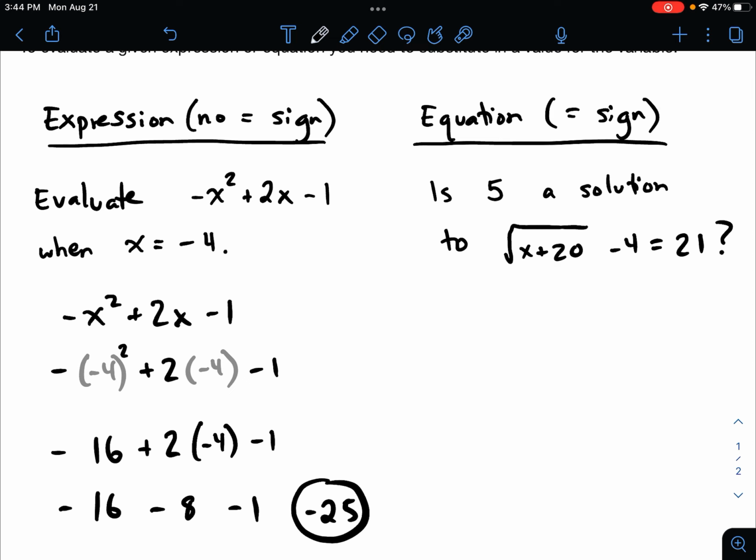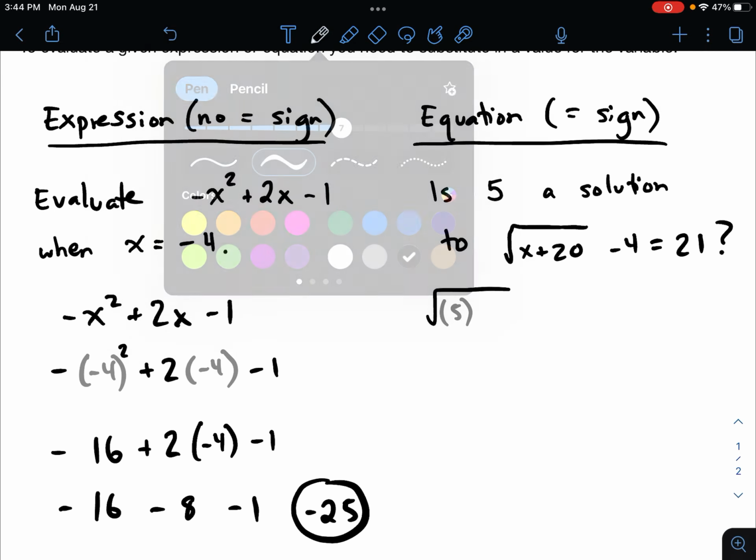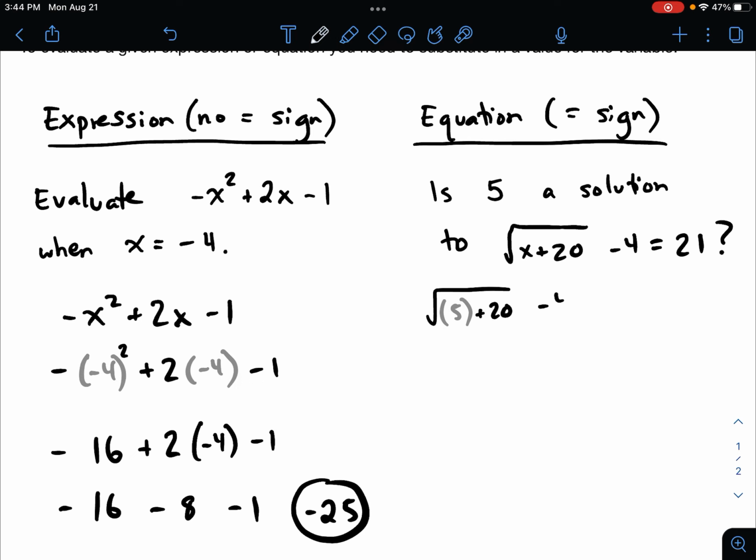And then over here with the equation, we're looking for whether or not 5 is a solution to this equation. So I'm going to take 5 and plug it in for that letter x. In this case, it doesn't really matter if you use parentheses because 5 is a positive number. But in general, it's always a good practice to replace it with a parenthesis until you get really good at it. So I'm going to replace this x with a positive 5. And then we still have a plus 20, and a -4 equals 21. We know that 5 plus 20 inside my radical is just 25. So the square root of 25 minus 4 equals 21.